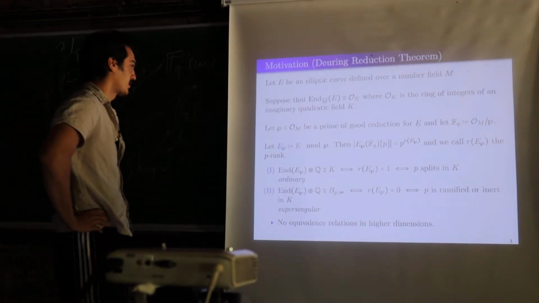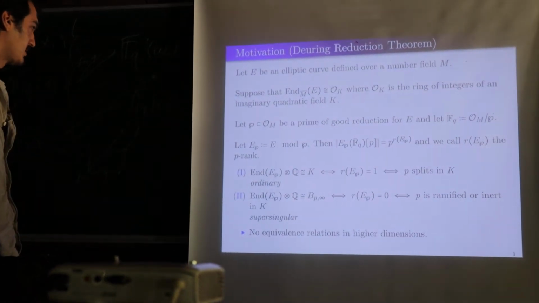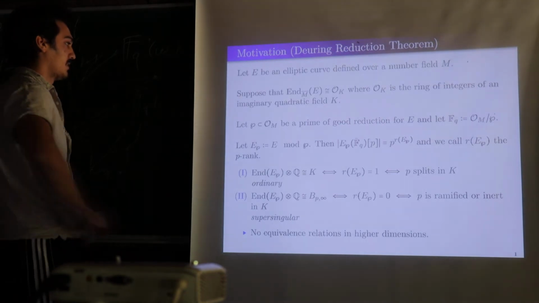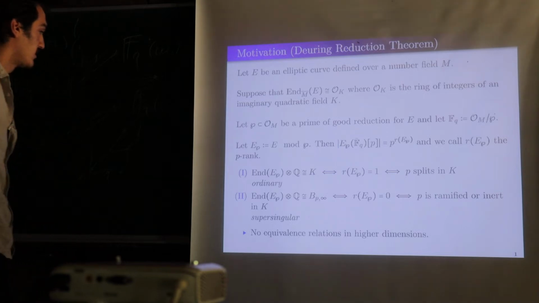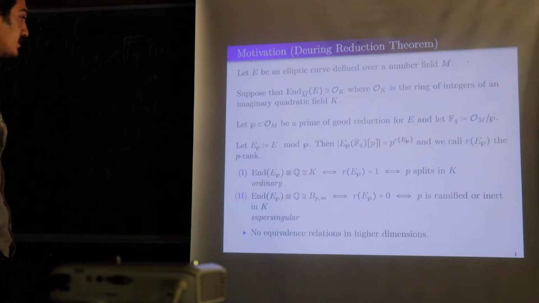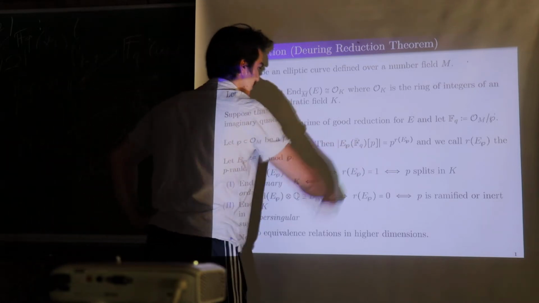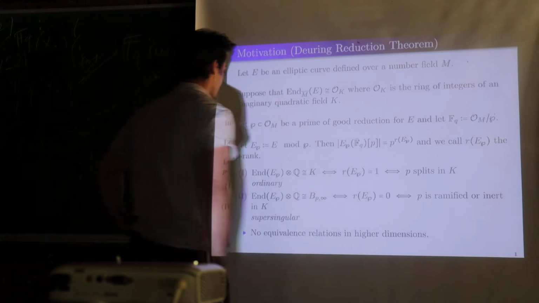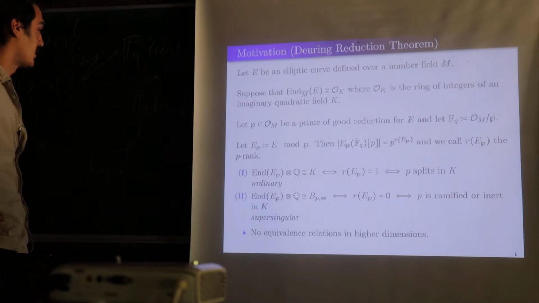Let the endomorphism ring be isomorphic to OK, where K is an imaginary quadratic field. Let P be a prime of good reduction for E. Let FQ be this quotient. Let EP be the reduction mod P. Then the cardinality of the P torsion points is equal to this number, and we say the power is the P rank. In this setup, we have two cases.